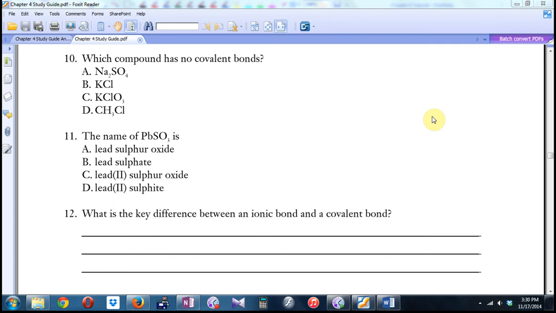Number 11. Try doing this one in your head. First of all, ionic or covalent? Ionic, because of lead. Lead, multivalent or not? So which two answers could I cross out right now? A and B. You realize by doing that, I've turned it into a true-false guessing question. By the way, one of the things I want to teach you this year, because you're writing 3 provincials and they're mostly multiple choice, this is how you write multiple choice tests. As soon as you know something is wrong, cross it out every time.